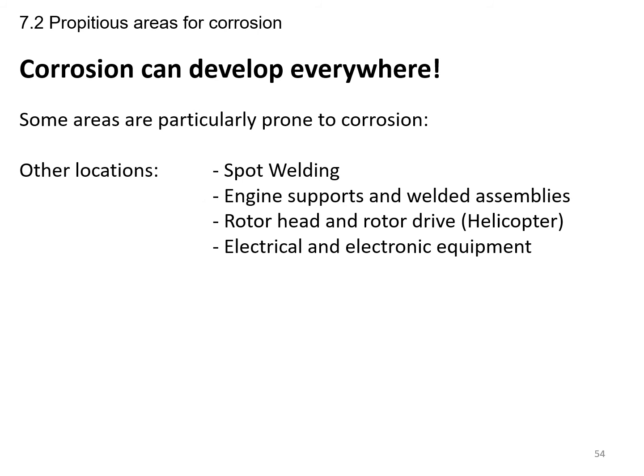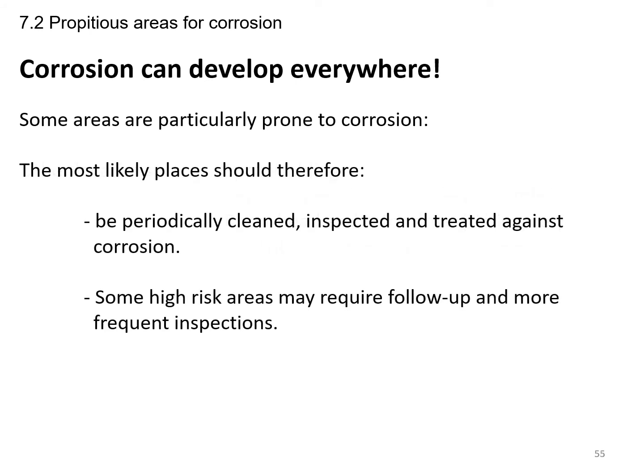Other locations, spot welding, we'll show examples of that. Engine supports and welded sub-assemblies or assemblies, rotor heads on helicopters, electrical and electronic components or equipment. The most likely places should therefore be periodically cleaned, inspected, and treated against corrosion as necessary. Some high-risk areas may require follow-up and more frequent inspections.